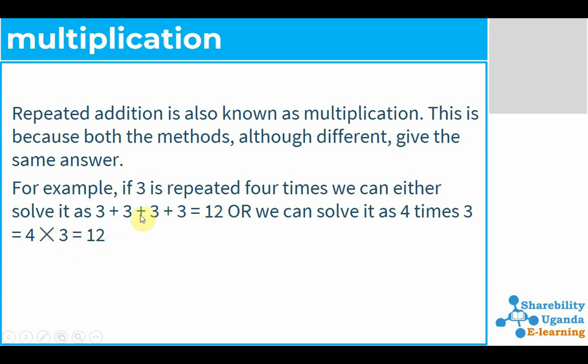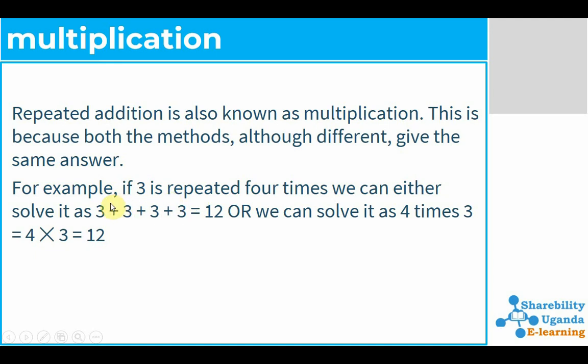Let's have a look. If 3 is repeated 4 times, we can still have the answer of someone who is saying 4 times 3. We have a 3 plus a 3 plus a 3 plus a 3. You count how many times? 4 times. 3, 1, 2, 3, 4. So when you add this, you shall have an answer.